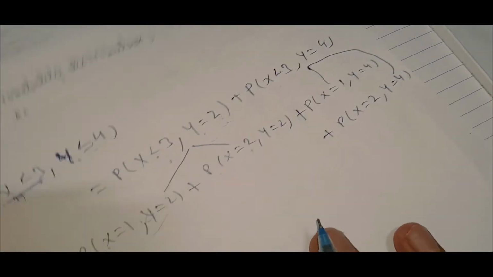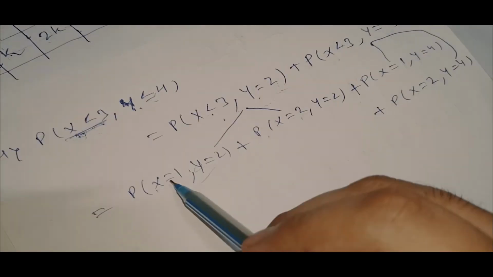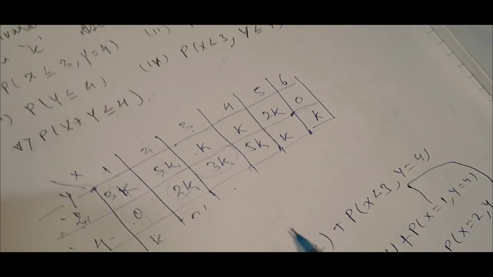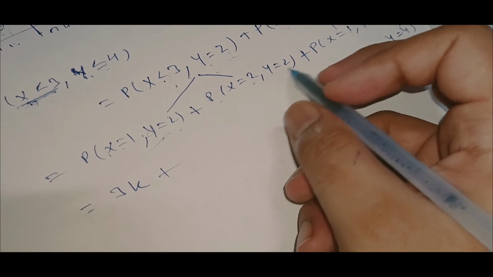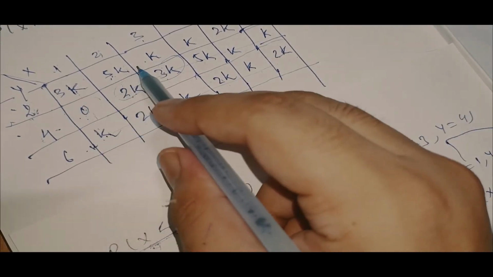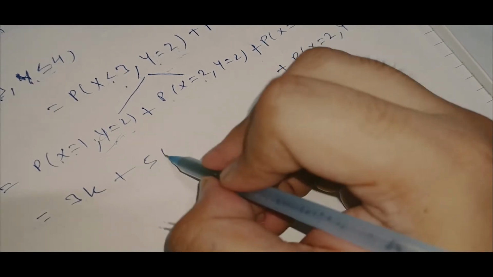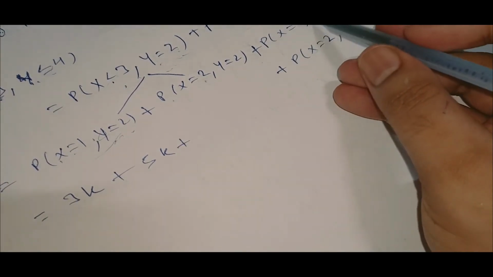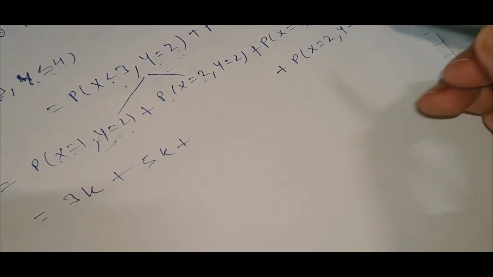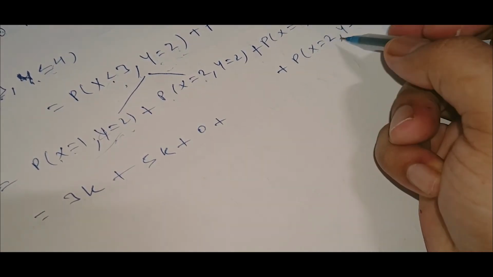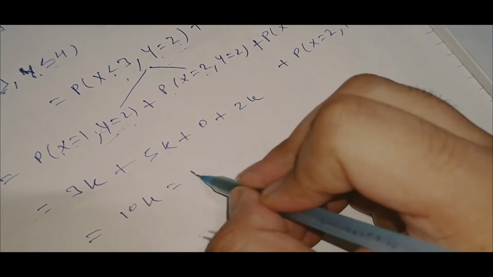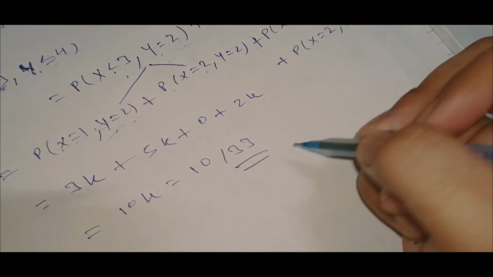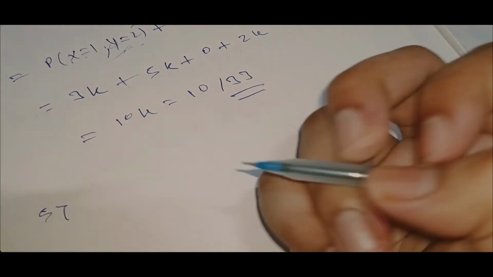Then we will find the values like we did. For x equals 1, y equals 2, what would be the value? For x equals 1 and y equals 2 it is 3k. For x equals 2 and y equals 2 it is 5k. Similarly for x equals 1, y equals 4 it would be 0. And for this value it would be 2k, that would be 10k, that is 10 by 33. This is the answer.